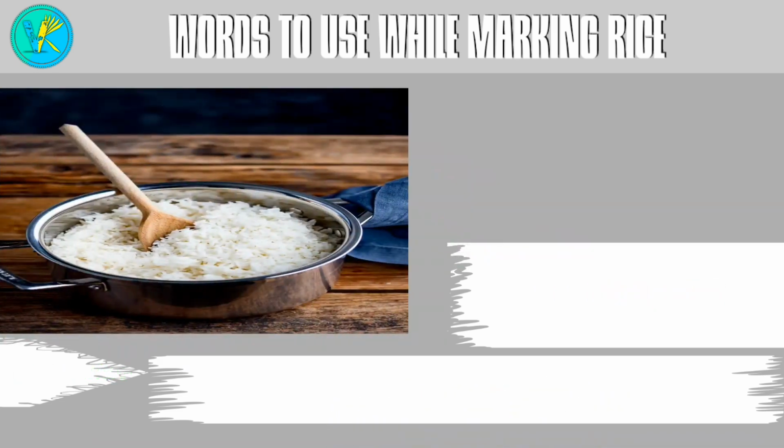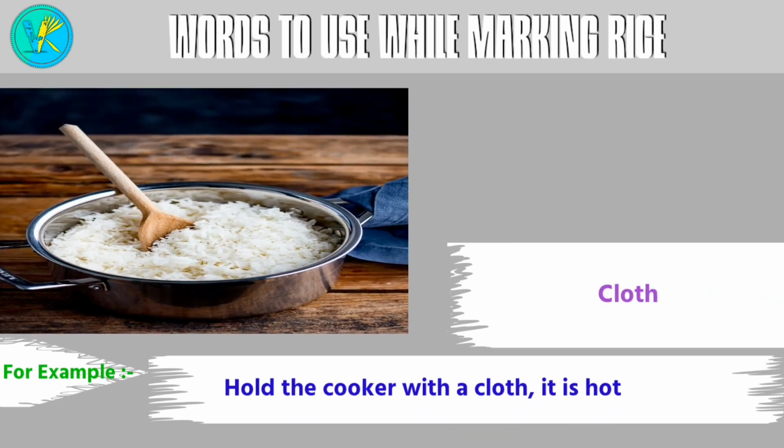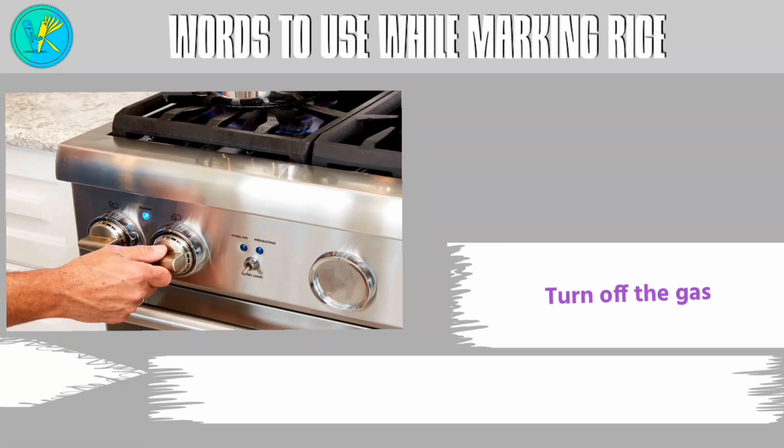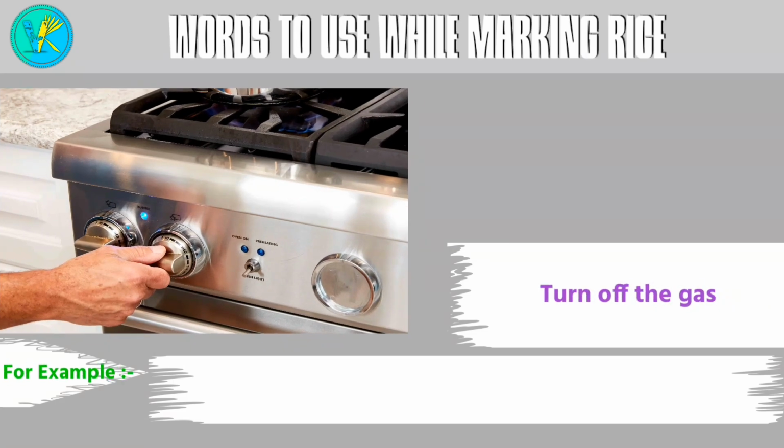Next, cloth. Cloth. For example, hold the cooker with a cloth. It is hot. Next, turn off the gas. Turn off the gas. For example, now let's turn off the gas.